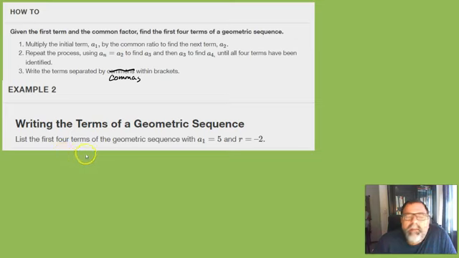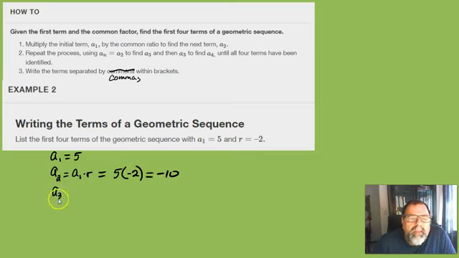All right, so the first term given to us is 5, and then we just multiply by -2. So a2 is a1 times r, which is 5 times -2, which is -10.